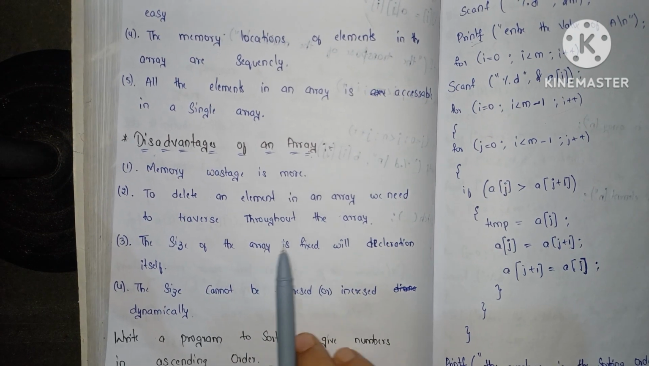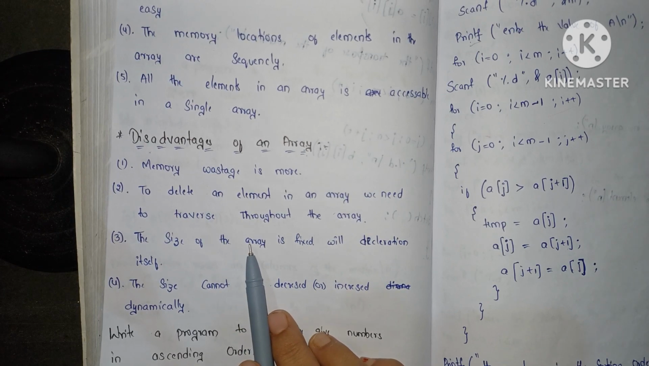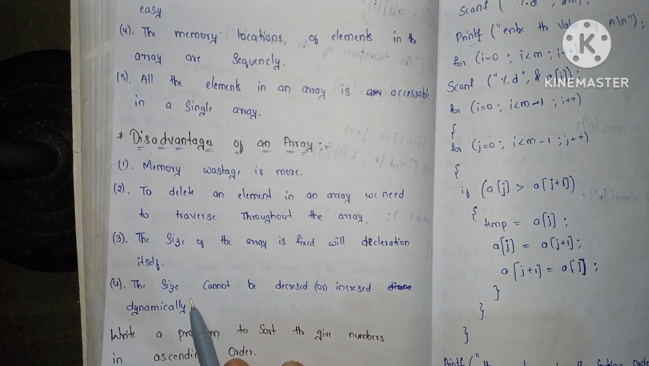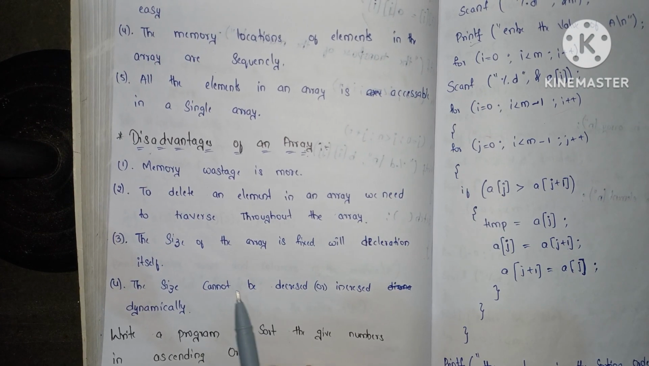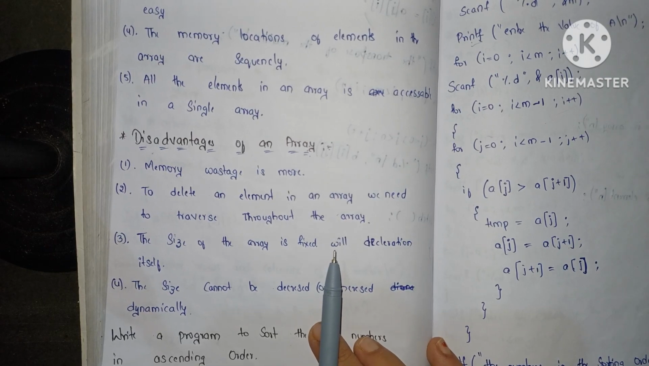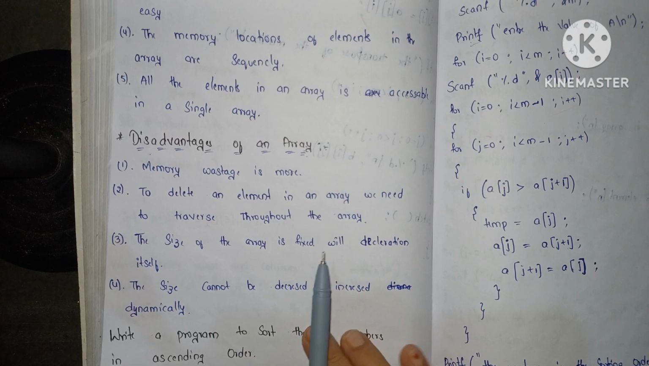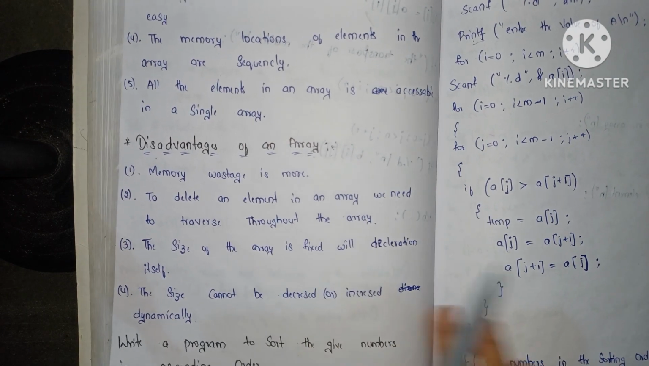The size of an array is fixed at the declaration itself. In the beginning only we have to specify the size of the array. The size of the array is fixed. This is also one disadvantage. Next, the size cannot be decreased or increased dynamically. It is the biggest disadvantage in arrays. Once we declare the size of an array, it is not possible to increase or decrease it dynamically. So these are the disadvantages of an array.